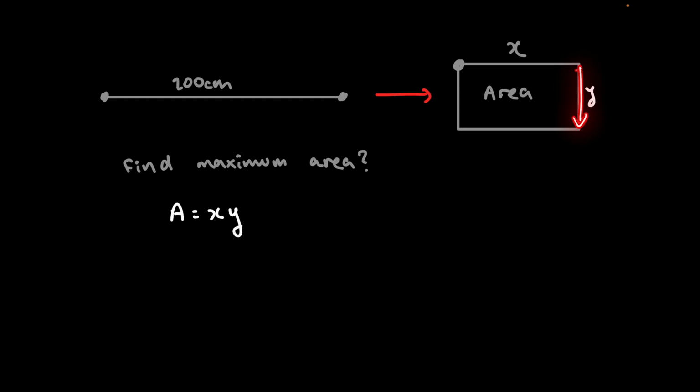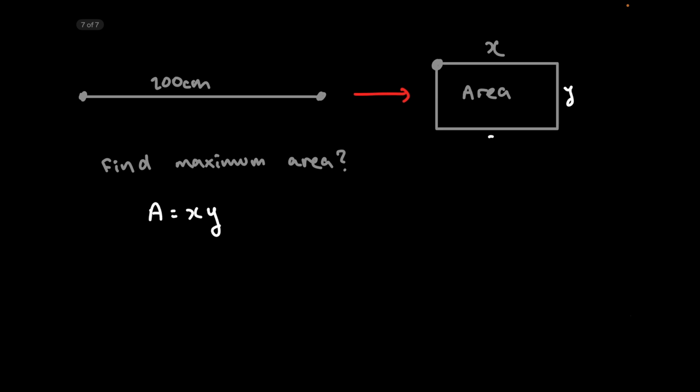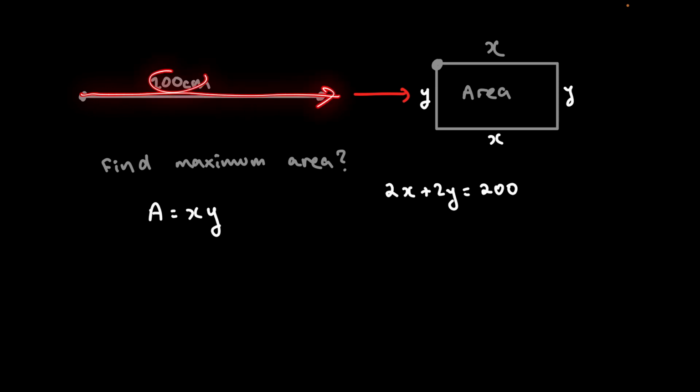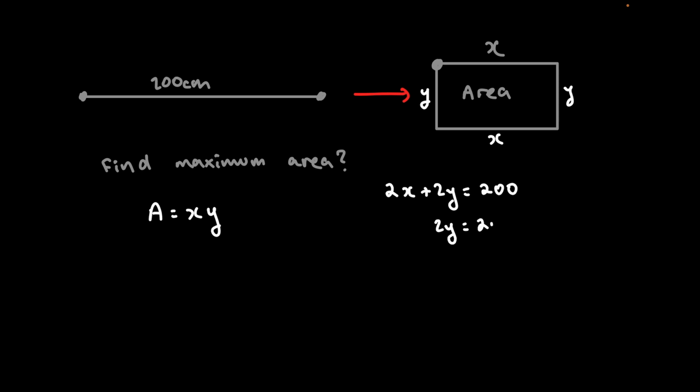But it would be nice if we were able to replace this side length with something in terms of x. So we know that this other side length here is x as well. And if we want to solve for y, we can say that x plus x, so 2x, plus 2y, the sum of the lengths of the sides of this box, is going to equal the length of the entire original string, which was 200. So now we can rearrange this for y and say 2y equals 200 take 2x. That means y equals 100 minus x.